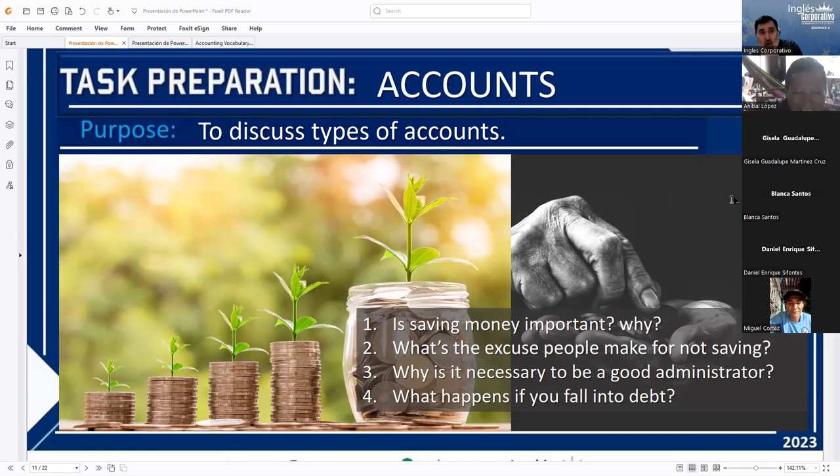Excellent. So it's important to save money for them. Somebody else, is saving money important to you? Why?